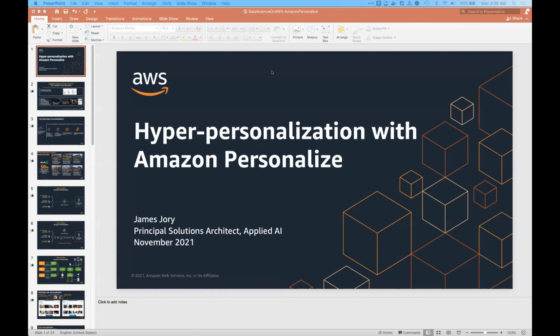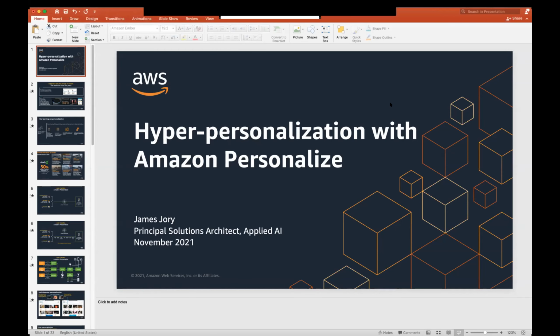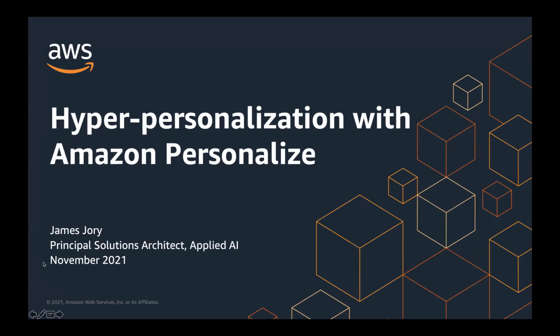All right, now for something completely different. My name is James Jory. I'm a principal solutions architect with AWS, and I'm a service SA for Amazon Personalize. So I specialize in working with customers and partners on building integrations with Amazon Personalize for their personalized user experiences.